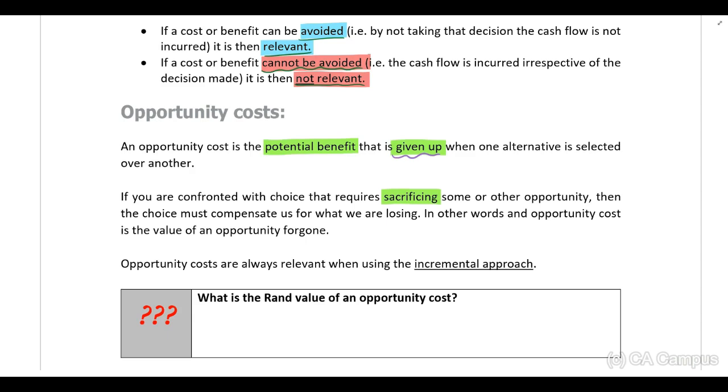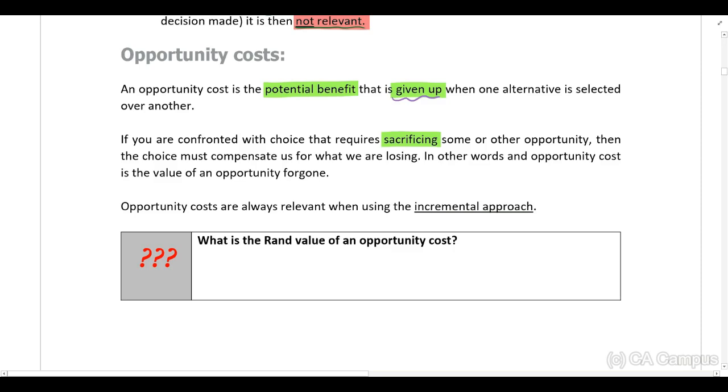Now, what's very important, guys, is opportunity costs are only relevant when we are using the incremental approach. We're going to come back to this a little bit later in the lecture. There are two different approaches that we can use for decision-making questions. Either we can use the total or the comprehensive approach, or we can use the incremental approach.